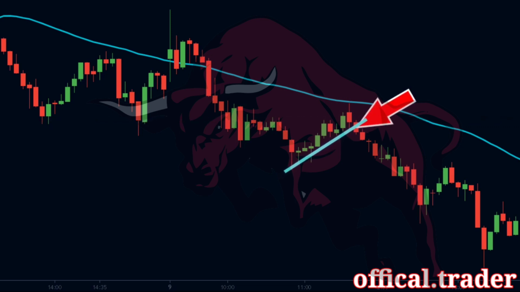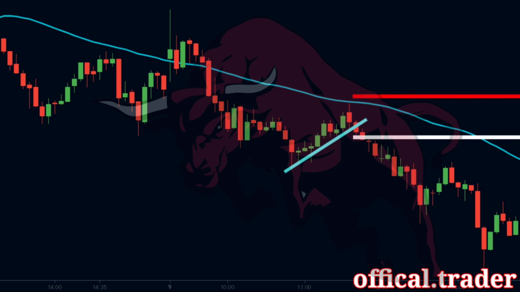This candle breaks the trend line and hence we place a short trade below the low of this candle. We keep our stops above the moving average and we keep our targets at 1:1.5 risk to reward ratio. As you can see, this trade generated profits.